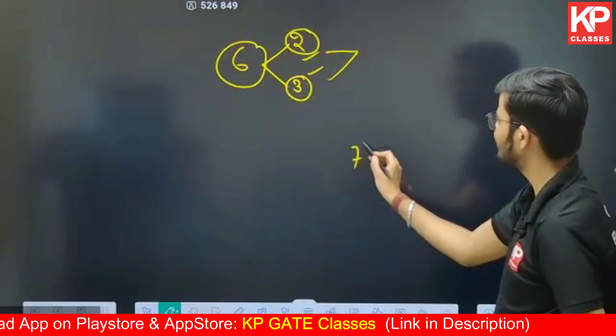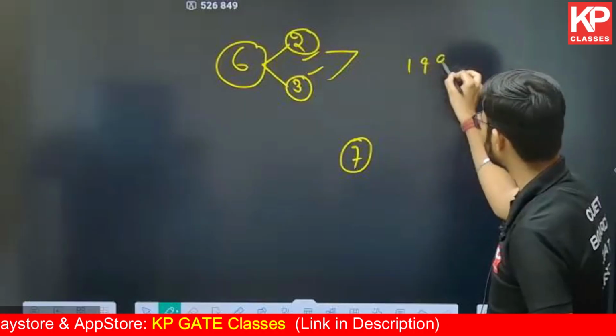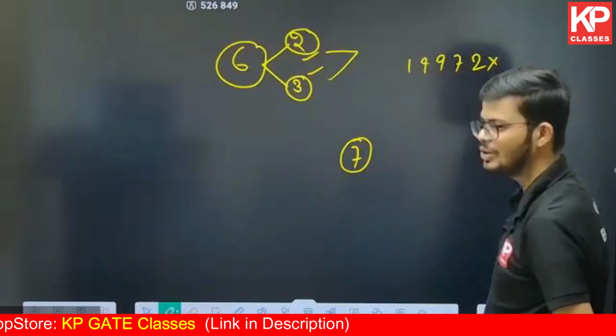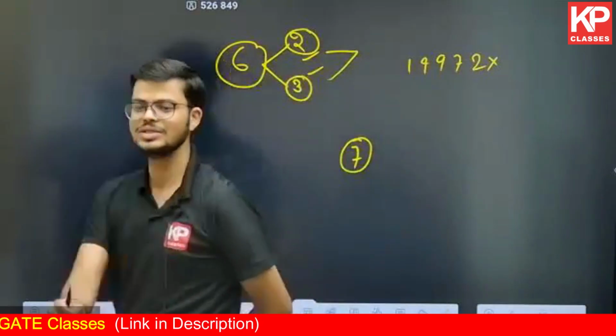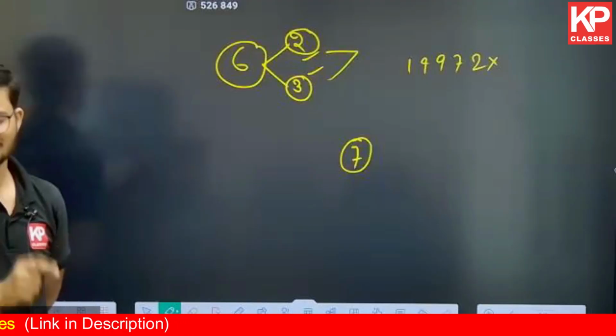What is the divisibility rule for 7? For 7, whatever number is given, for example 1, 4, 9, 7, 2, we will multiply the unit digit by 2 and subtract it from the remaining number. And then if this subtraction result is divisible by 7, then the complete number will be divisible by 7.